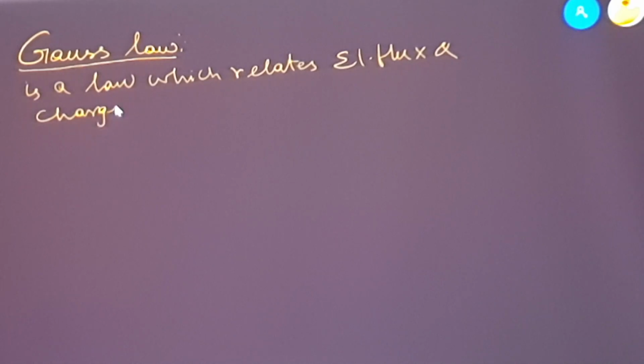The electrical flux we are stating as phi E, and the charge is considered to be small q or capital Q. How are we able to relate these two? In order to explain this, after deriving the formula, we will define this law. So, how can we get this law?